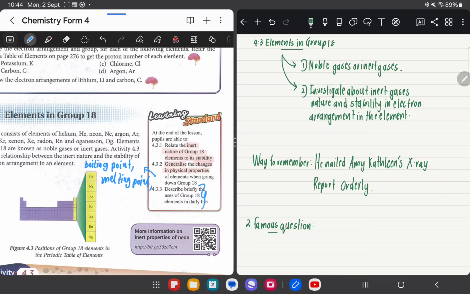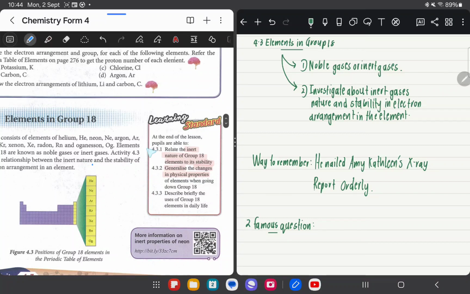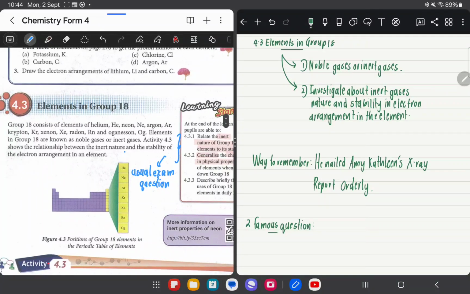The uses are in the part 2 video. Now we are in part 1, so in part 1 we're just going to talk about these two things first. Put a note here: these two things are usual exam questions. They always love to relate the stability of the group 18 elements with the exam questions.